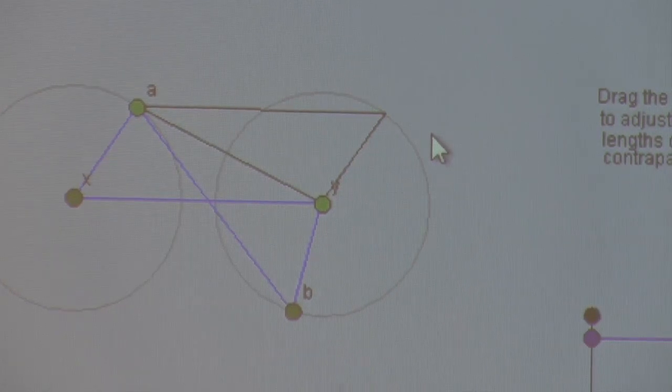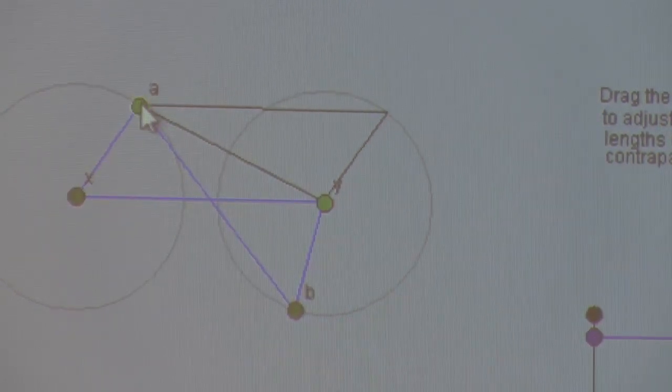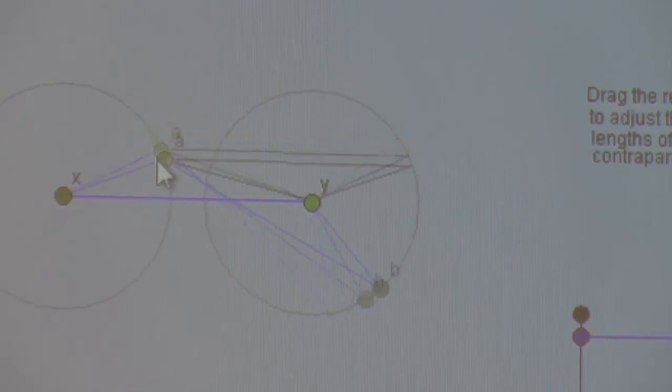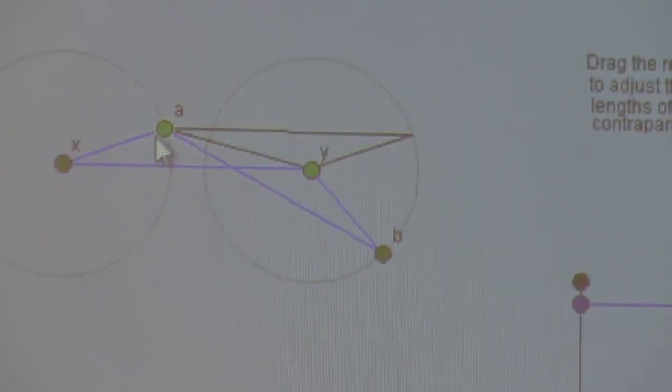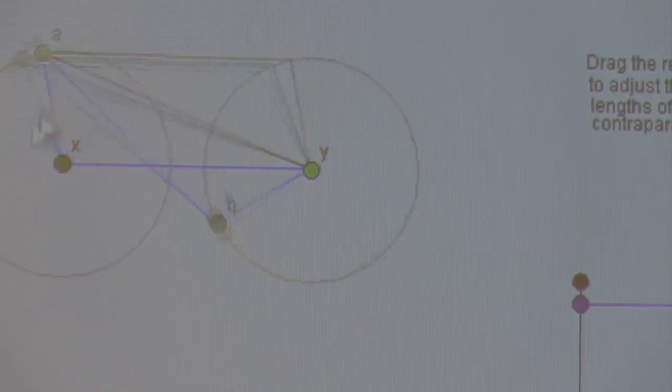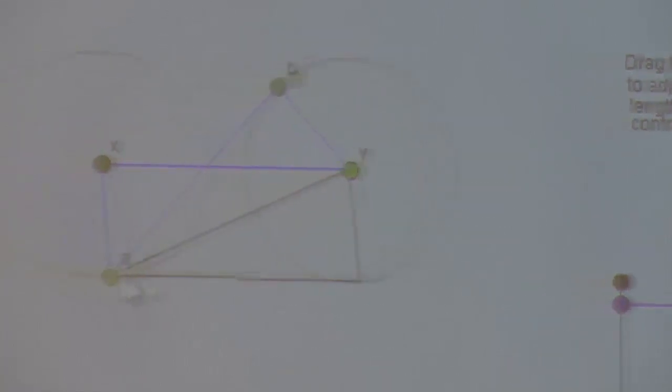How does it work? What does it do? Well, I'm assuming the left point there is pinned. Actually, I'm assuming both X and Y are pinned. And it just moves around. It's kind of cool.